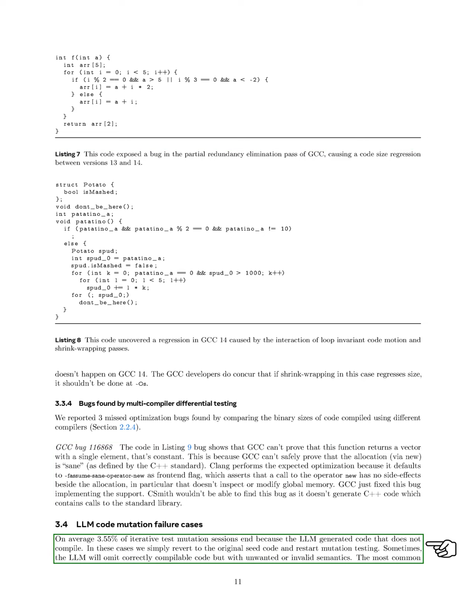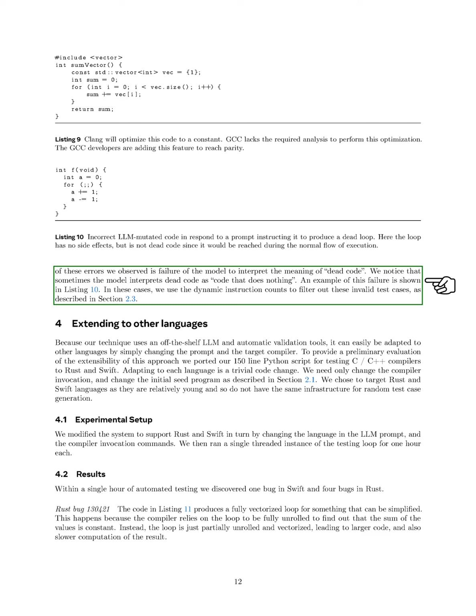We also encountered cases where our iterative test mutation sessions failed because the generated code did not compile, averaging about 3.55% of the time. In these instances, we reverted to the original code and restarted testing. We noticed that the model sometimes misinterpreted dead code, treating it as code that does nothing. We used dynamic instruction counts to filter out these invalid test cases.